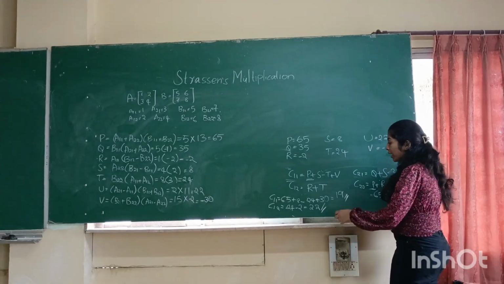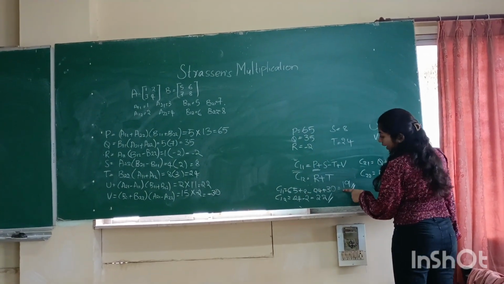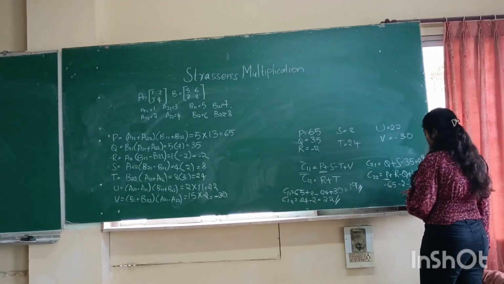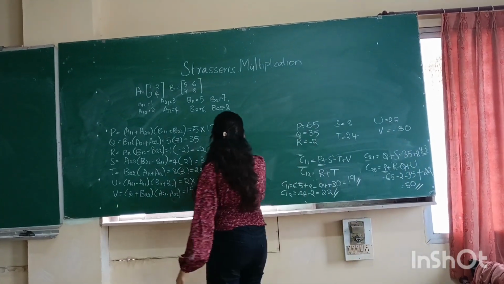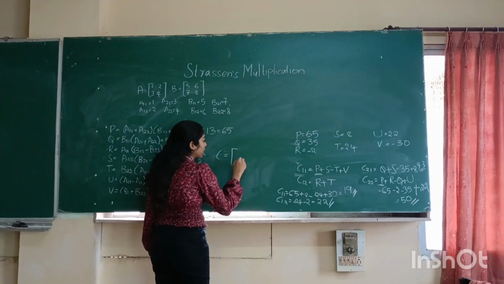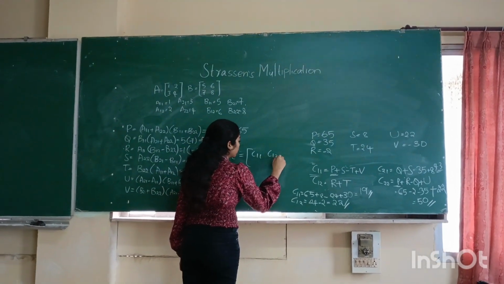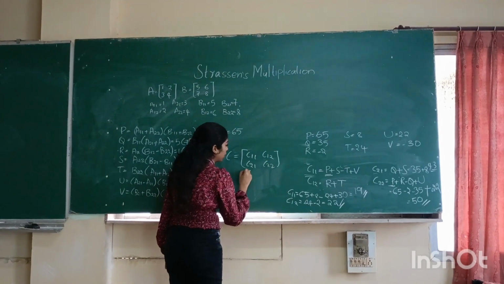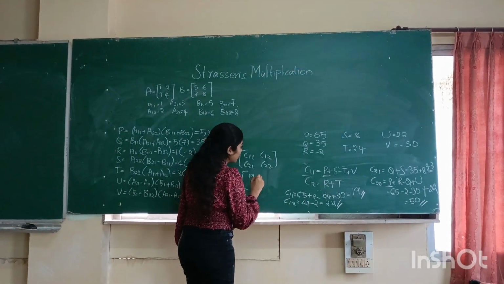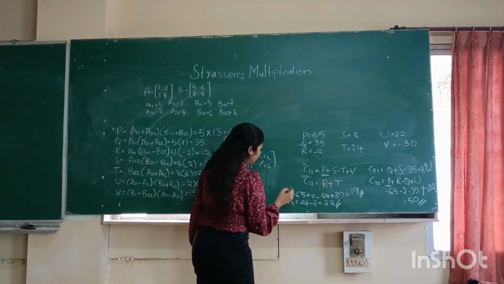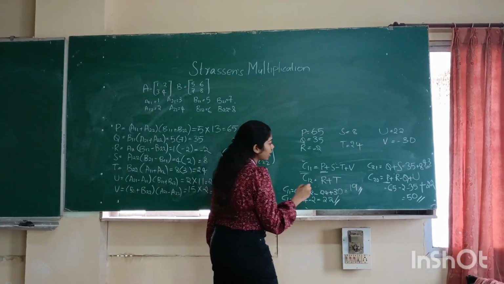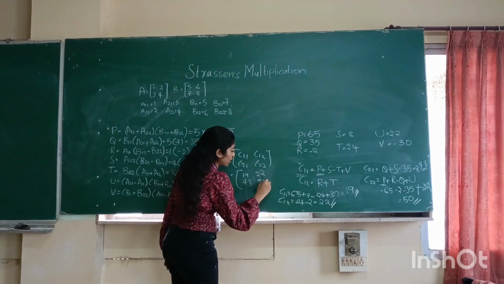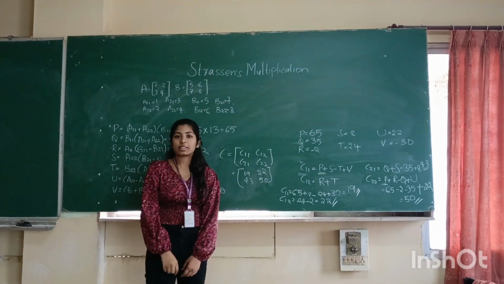So now we have got the values as C11 is 90, C12 is 22, C21 is 43 and C22 is 50. So the final matrix will be C11, C12, C21 and C22. So the final matrix is C11 is 90, C12 is 22, C21 is 43 and C22 is 50. So this is our final matrix by using Strassen's multiplication.